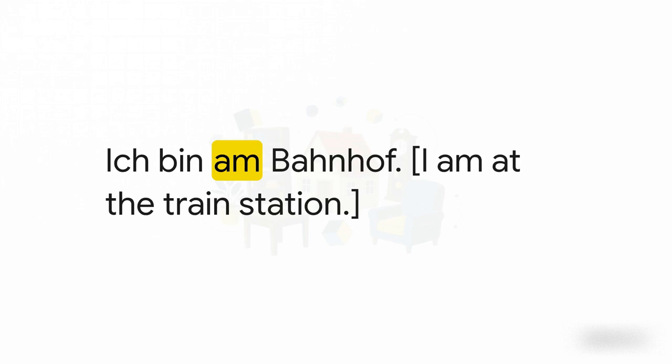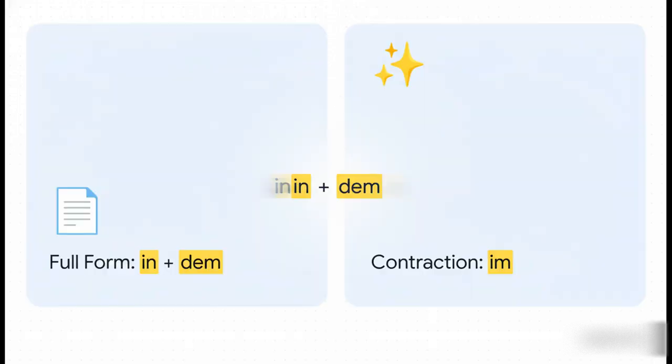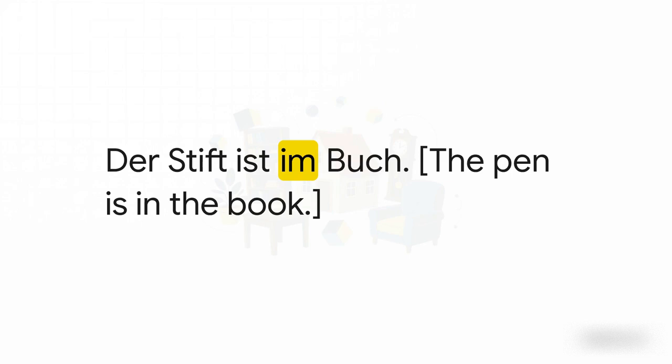This is a perfect example of how the language actually works in the real world. And it's the same deal with another really common pair, in plus dem. Put them together and they become im. So if our pen is inside the book, that's das Buch, which is a neuter noun, you'd say, der Stift ist im Buch. You wouldn't really say in dem Buch. Again, im is just so much more natural, and you will hear it all the time.